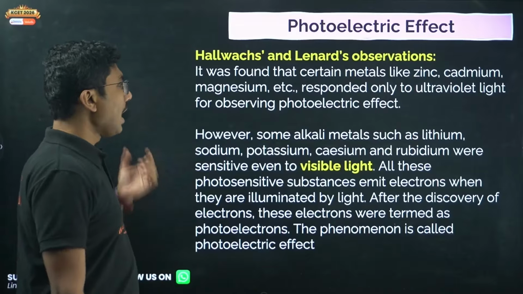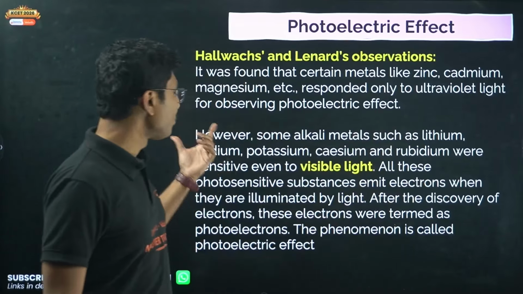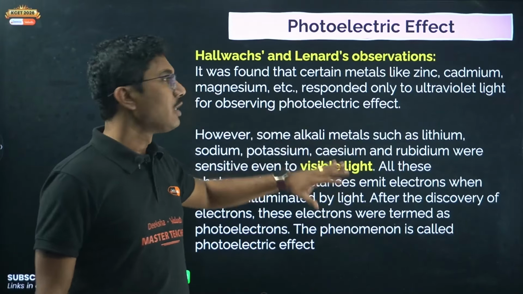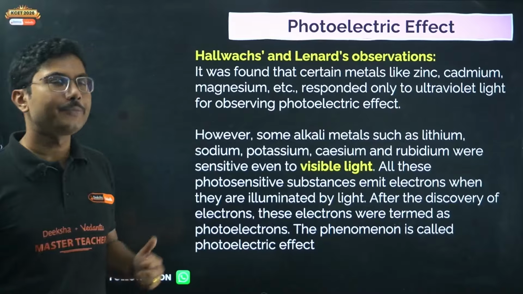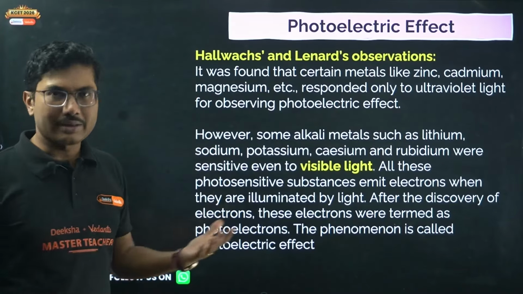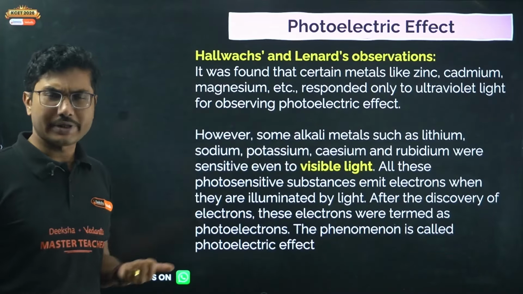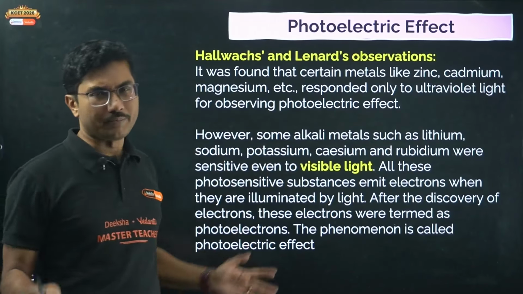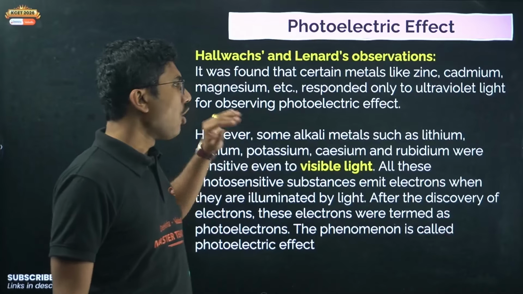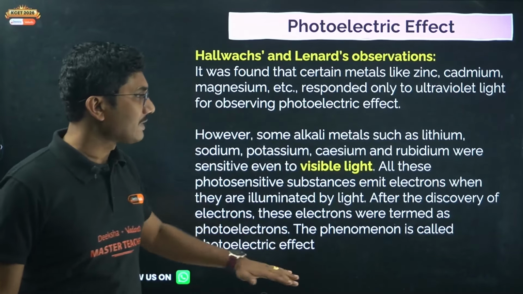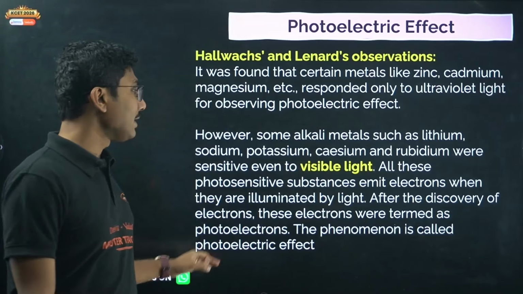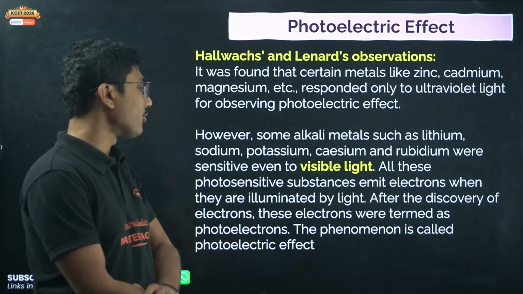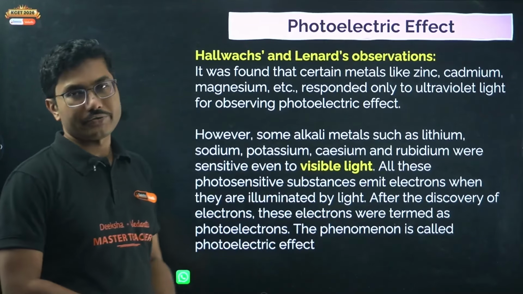However, some alkali metals such as lithium, sodium, potassium, cesium and rubidium were sensitive to even visible light. Ultraviolet light has high frequency. Visible light is slightly lower than ultraviolet light, but some metals show the photoelectric effect for visible light, while others show it only for ultraviolet light. So this is not uniform, something is fishy here. All these photosensitive substances emit electrons when they are illuminated by light. After the discovery of electrons, these electrons are termed photoelectrons. The phenomenon is called the photoelectric effect.